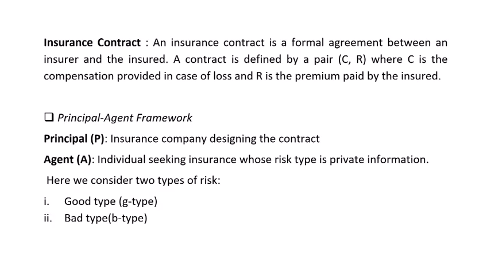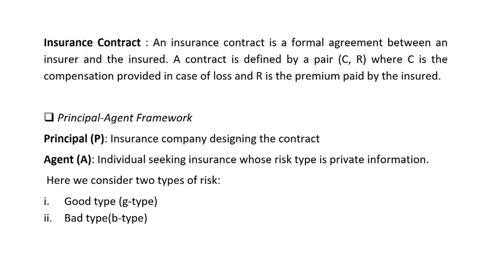Let's look at how an insurance contract is structured. A contract has two parts: the premium which the individual pays and the compensation which the insurer pays in case of a loss. Economists describe this using the principal agent framework.